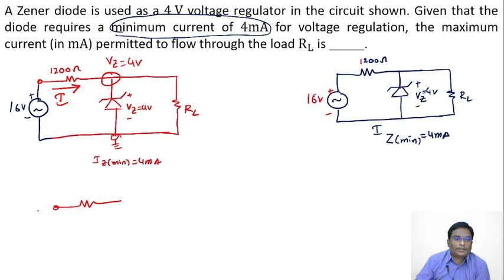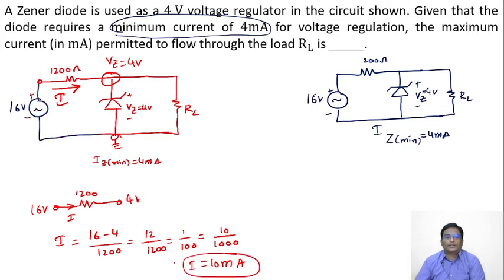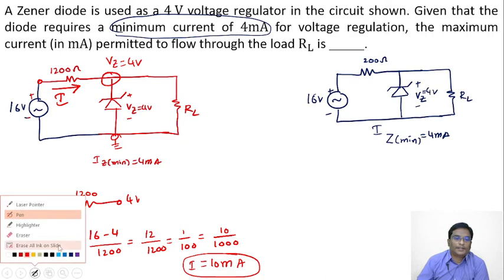This side voltage is 16 volts, this side voltage right now is 4 volts. Then what's the current I flowing here? This is 1200 ohms. Therefore, this current I supplied by the source is starting voltage minus ending voltage by total resistance according to Ohm's law. This is 12 by 1200, nothing but 1 by 100. Multiply 10 in numerator and denominator, we got 10 by 1000. 1000 in the denominator is kilo; when it goes to the numerator, it becomes milli. So this is 10 milliamperes.